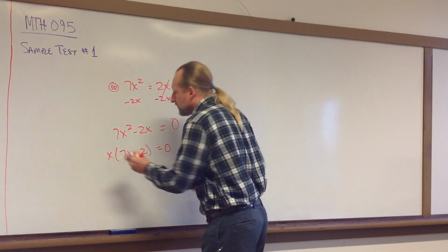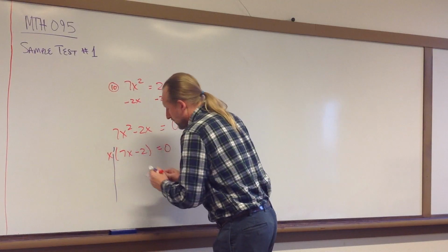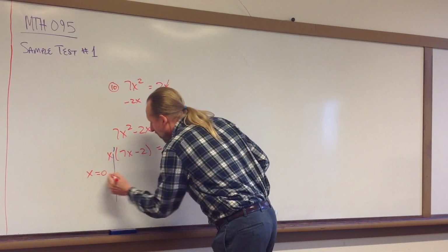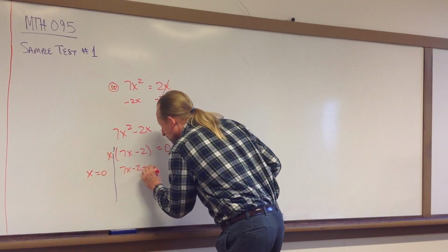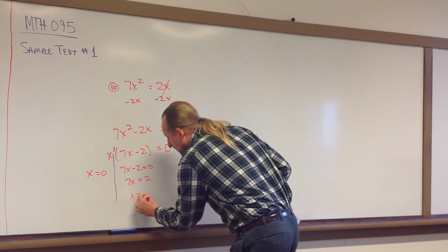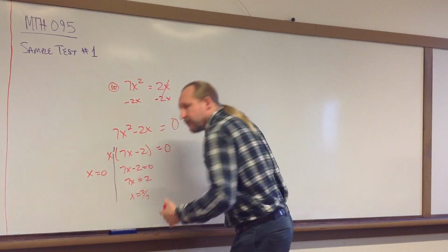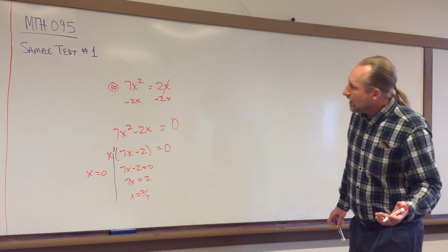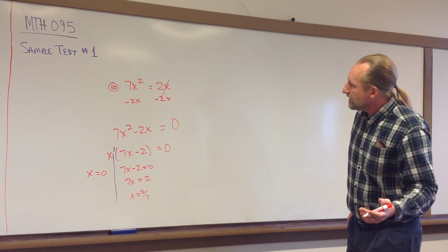And split this into 2 pieces, right? This x could be 0, or 7x minus 2 could be 0, which means 7x equals 2. And x is 2 over 7. Now if you write this as a decimal, what is it going to be here?